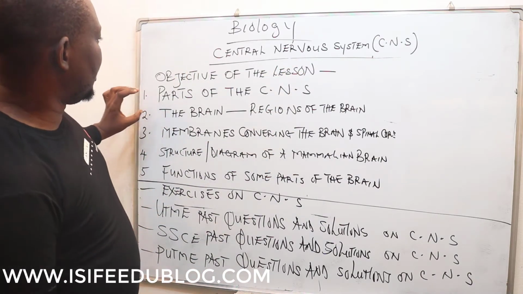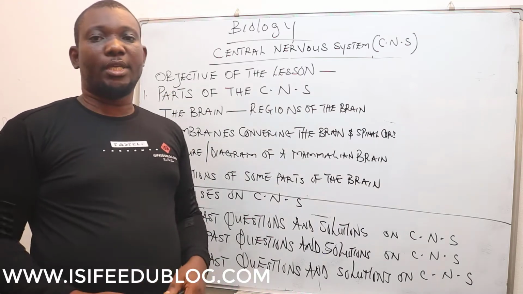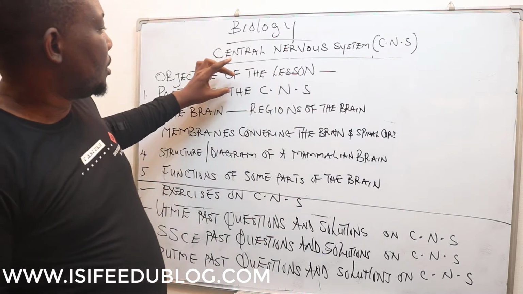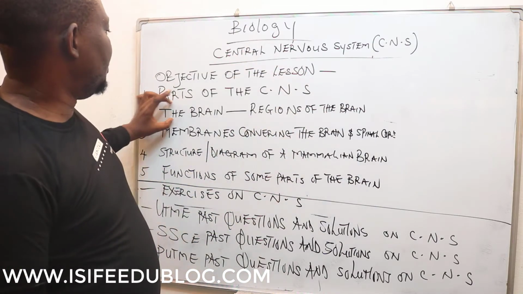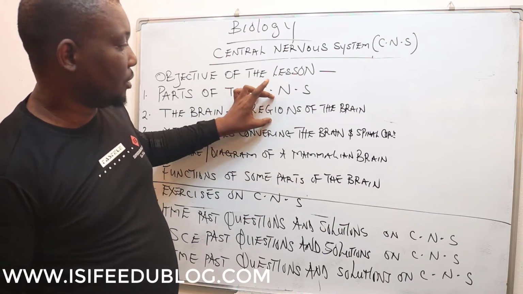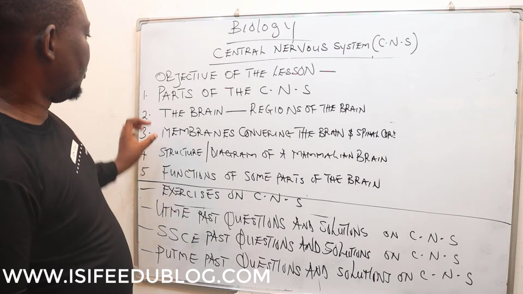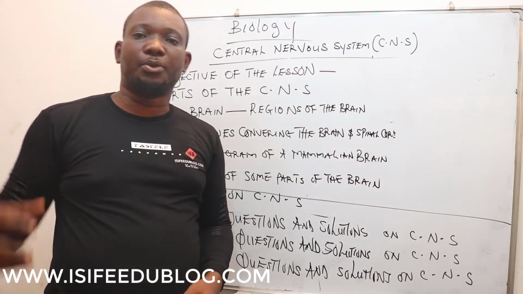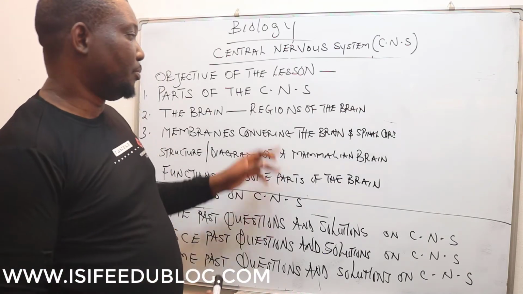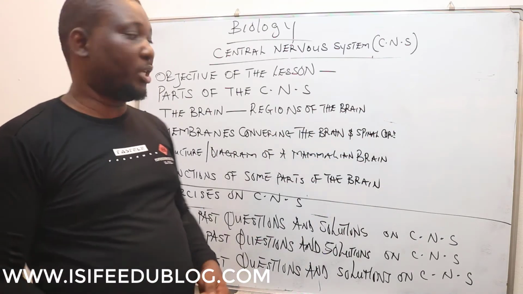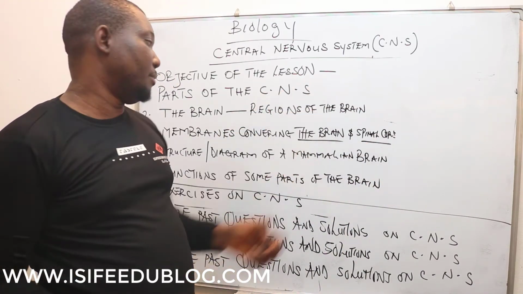In the next objective of the class, we're going to be looking at the brain, which is one of the important parts of the CNS, as well as the regions or layers of the brain. And thirdly, we're going to be looking at the membranes that provide covering and protection for the brain and the spinal cord, which means that the two comprise the central nervous system.